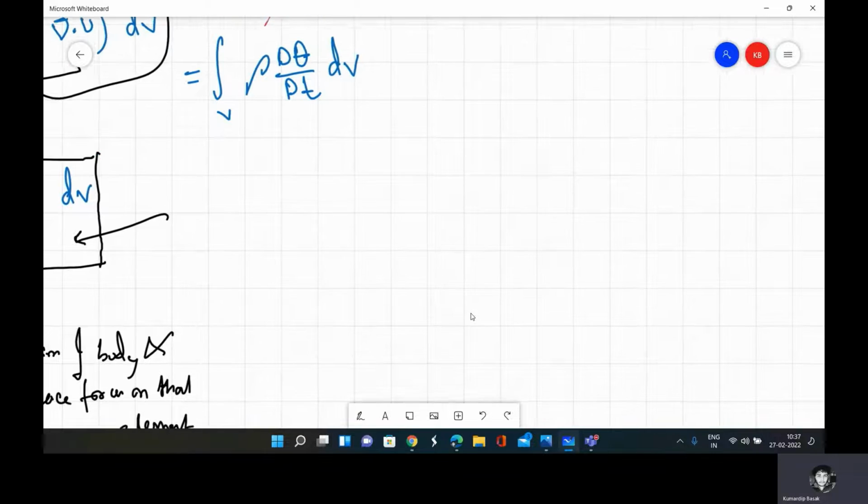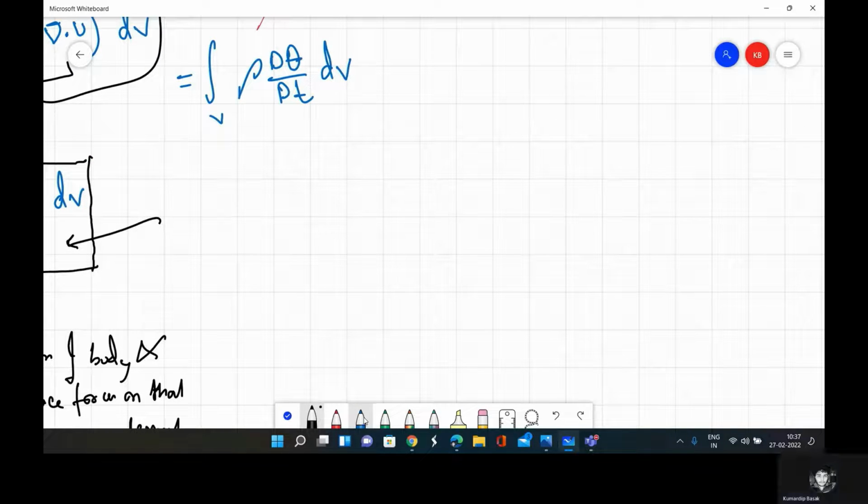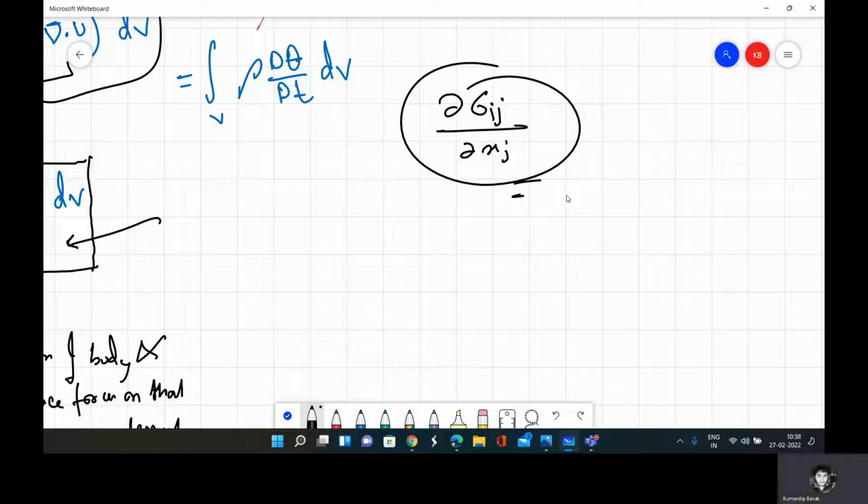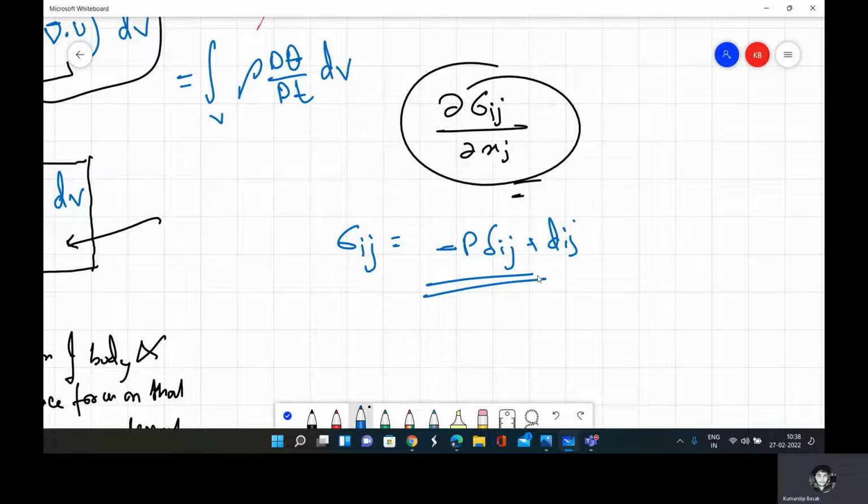Let us take a new part again. Okay, let's start from here. We want to know dou sigma_ij by dou x_j. What is this? From the previous formula that we derived when we proved that the stress tensor is isotropic for a fluid element at rest, we came to a final expression that sigma_ij equals minus p delta_ij plus D_ij. Now again, if we know the stress tensor, we can get the mathematical construct for its divergence, dou sigma_ij by dou x_j.